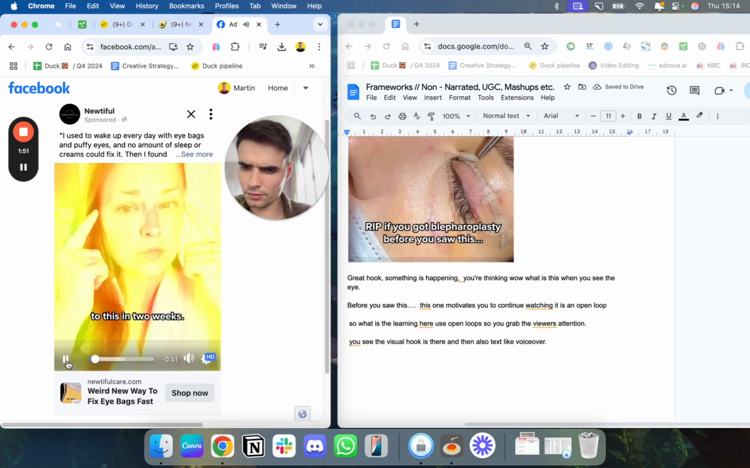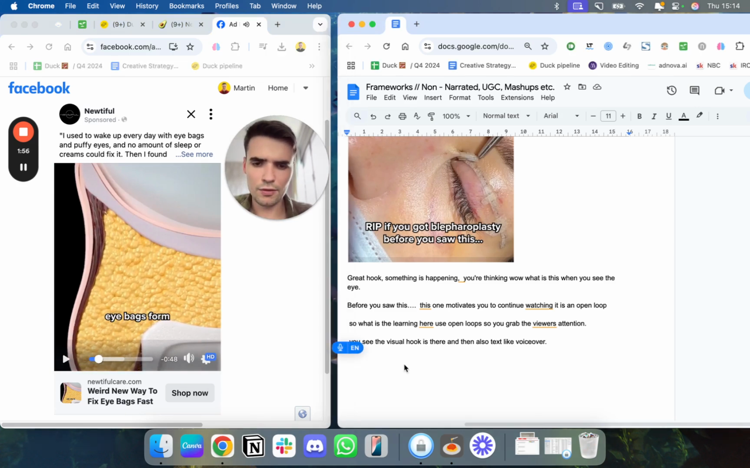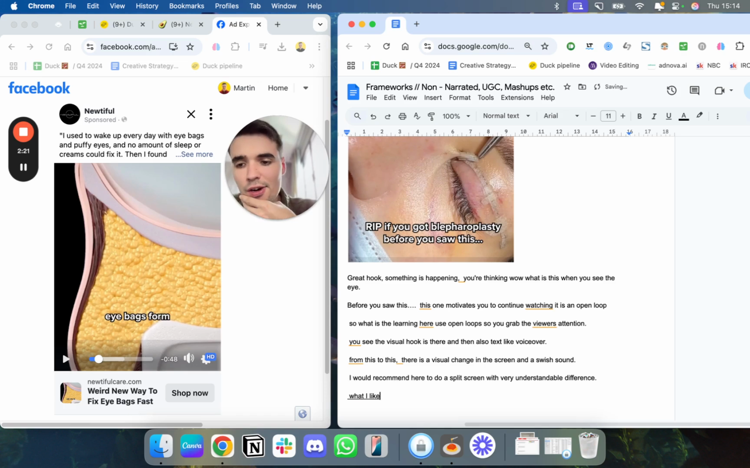Okay, let's continue. This to this in 2 weeks. My dermatologist told me that eye bags. So from this to this. From this to this. There is a visual change in the screen and a swish sound. I would recommend here to do a split screen with a very understandable difference. What I like here right now is that there is this explanation, and this visual thing, this medical way, the vision of how it looks underneath the skin.